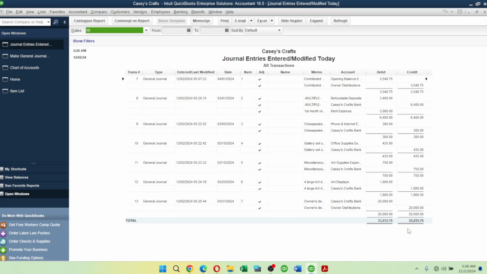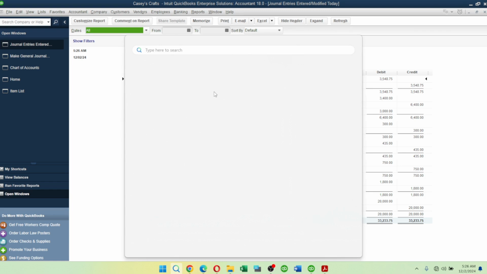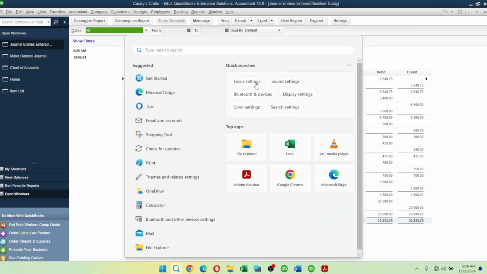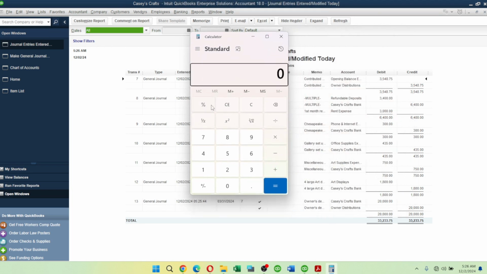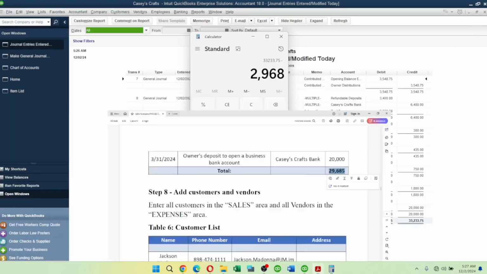So here we are having 233.75. Let's see, why do we have that? You need to open up your calculator. Once you open your calculator, now look for the difference. 233.75 minus 29,685.